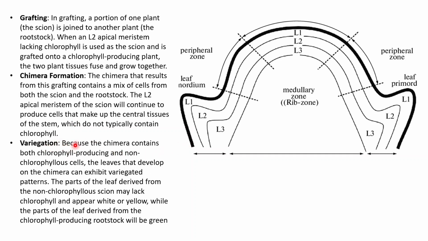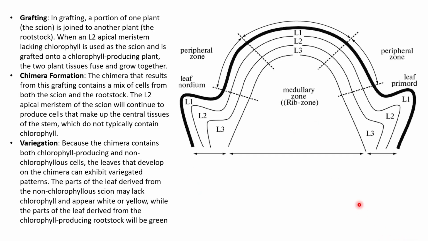And we will have variegation because the chimera contains both chlorophyll producing and non-chlorophyllous cells. The leaves that develop on the chimera can exhibit variegated patterns, meaning mosaic patterns. The parts of the leaf derived from the non-chlorophyllous scion may lack chlorophyll and appear white or yellow, while the parts of the leaf derived from the chlorophyll producing rootstock will be green. So we'll have a patchy appearance with white, yellow and green patches.